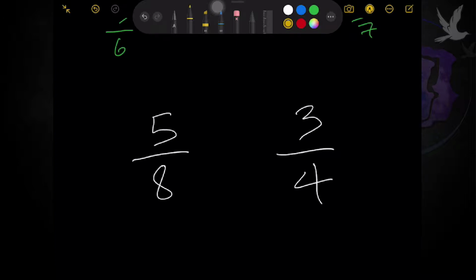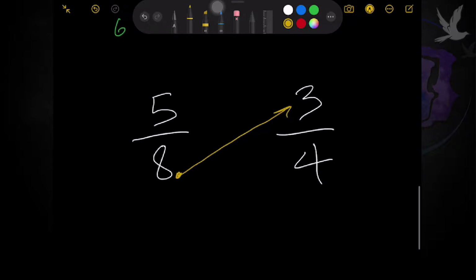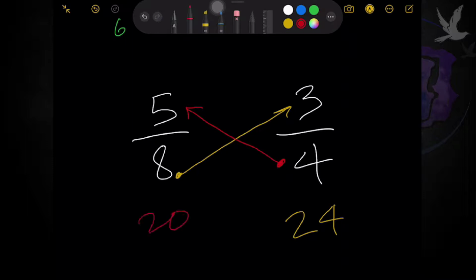Again, take the denominator of one fraction and multiply it to the numerator of the other fraction. 8 times 3 will give us 24. And 4 times 5 will give us 20. Again, your answer here, you put at the bottom. Your answer here, you put at the bottom. Okay. Which means 20 belongs to 5 over 8 and 24 belongs to 3 over 4.